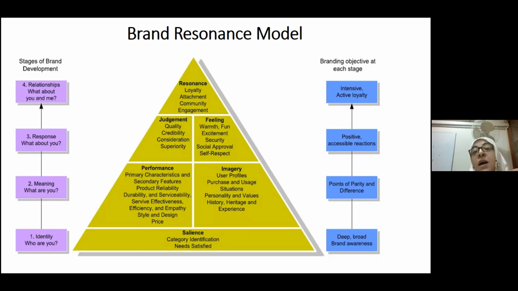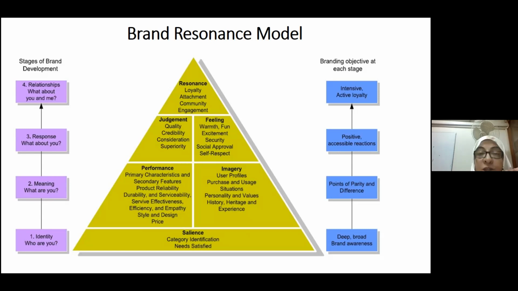For example, how are the features, what is the reliability, what is the warranty attached with the product, is it going to work efficiently? Is it stylish? Does it have an aesthetic design? These judgments become objective, and they are termed as the performance of the brand.